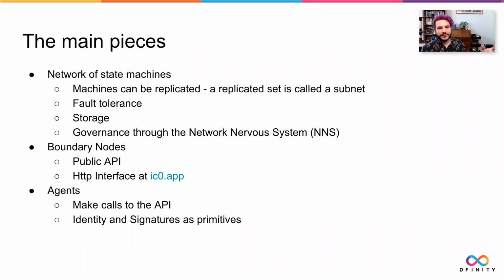So you've got the canisters, then the canisters need to talk to something because they don't directly handle HTTP requests when they're communicating with each other. So what we have are the boundary nodes, which are going to maintain the ic0.app endpoint. And we also have agents, which are the third piece of the puzzle. Those are what are going to talk to the boundary nodes in order to get data from the canisters.